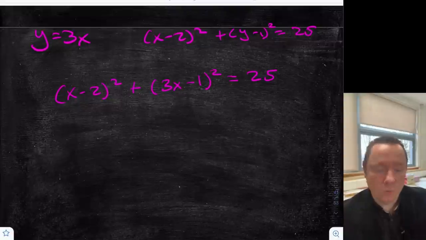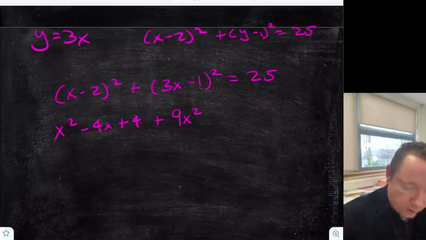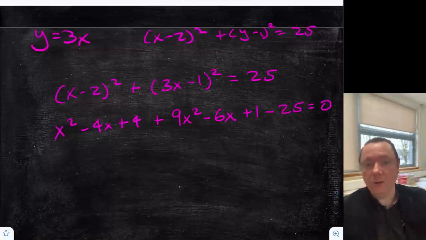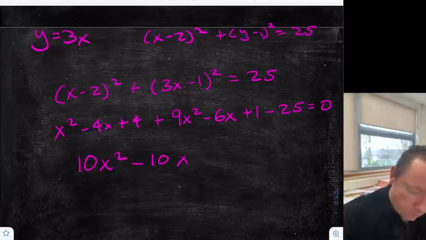Multiplying out our brackets to get a quadratic then, we've got x squared minus 4x plus 4 for the first bracket, and then we've got 3 threes is 9x squared, 3 ones is 3, double that is 6, so minus 6x plus 1. And then I'll just take away 25 and make it equal to 0, because I'm going to get a quadratic. If you're struggling with multiplying out these brackets, you can just take your time and multiply them out any way you want. So we've got x squared and 9x squared is 10x squared, minus 10x, 4 plus 1 is 5, minus 25 is negative 20, equals 0.